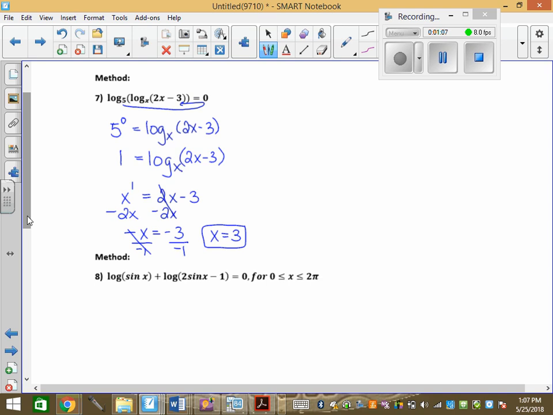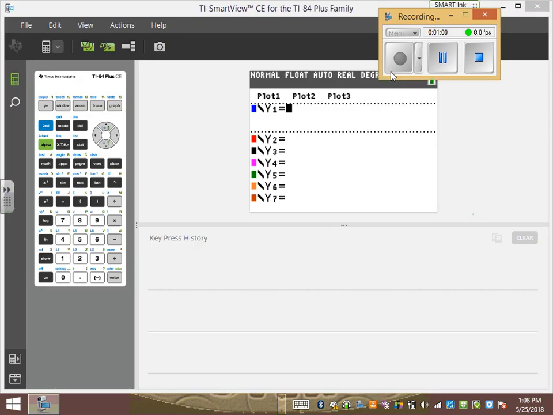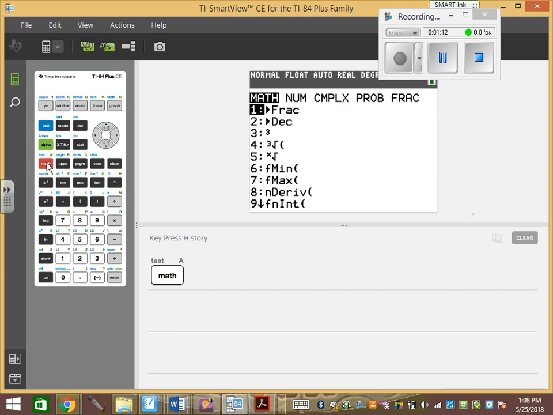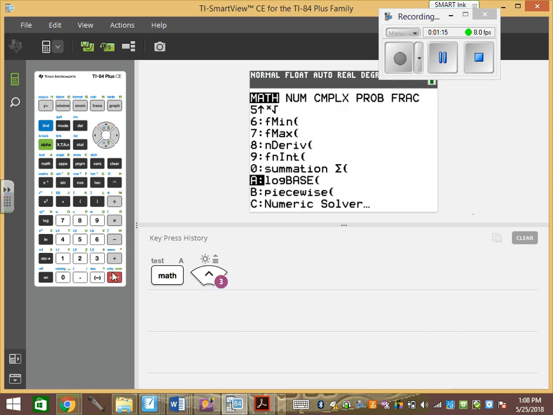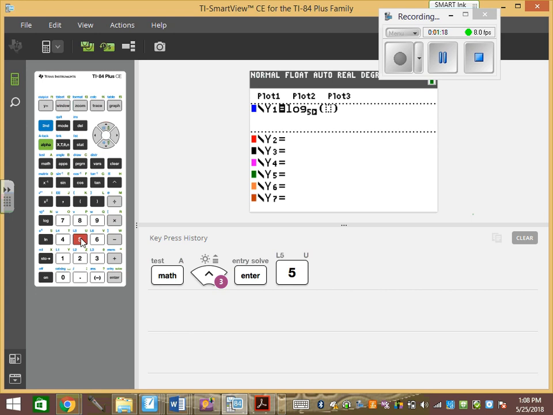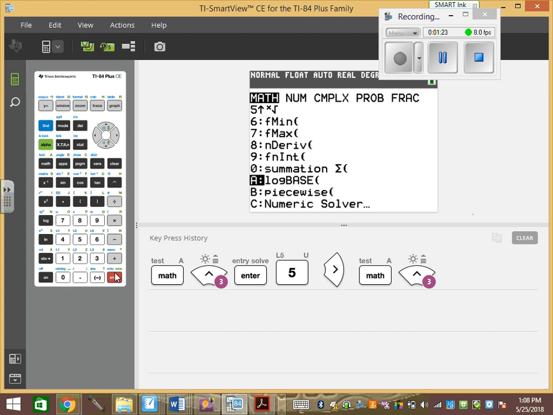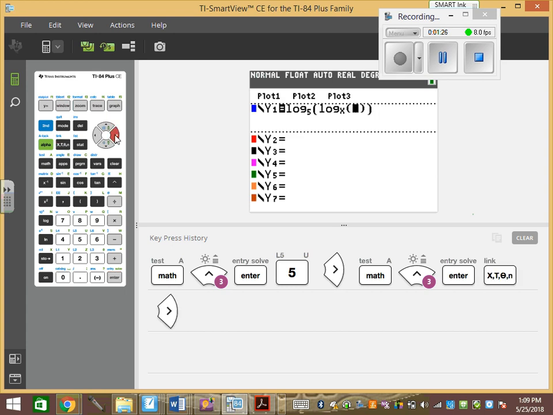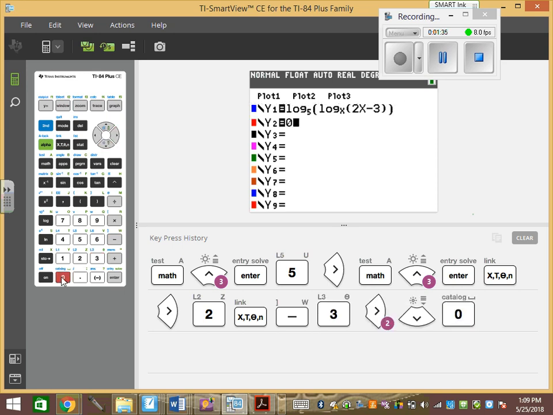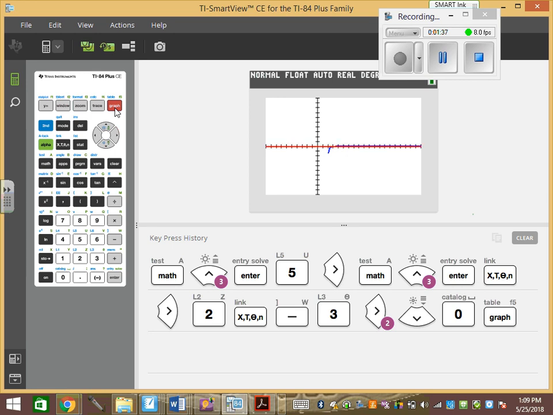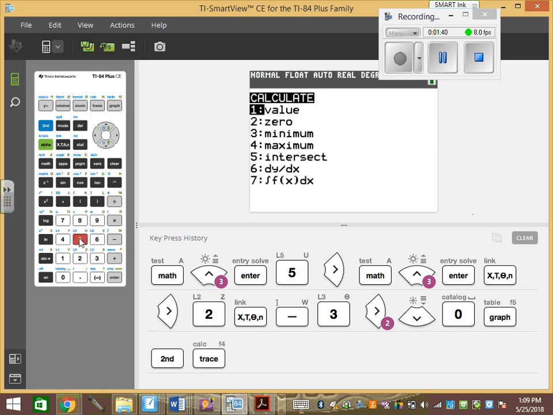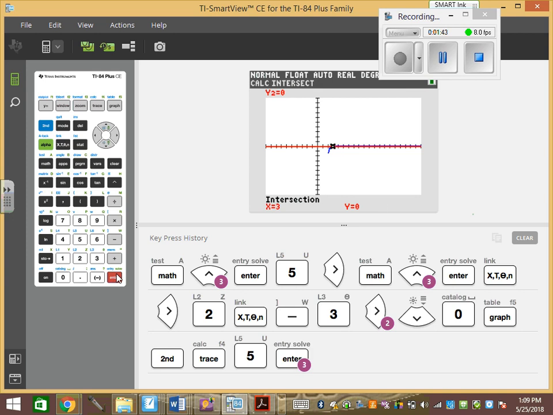And we can check it with our calculator if we'd like. So we could have math, log base 5. And there you have math, log base x of 2x minus 3. And then y2 would be 0. Second trace 5. Enter, enter. And we get 3. So we know we're right.